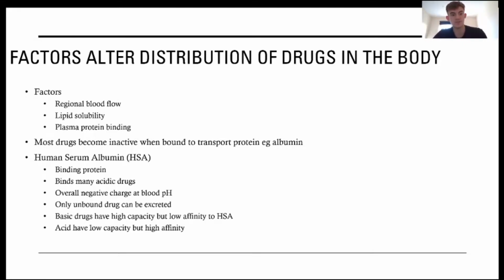So we've got this binding of protein, which binds to acidic drugs mainly, because albumin has an overall negative charge in the blood, but it can also bind basic drugs. Basically, it has high capacity for these basic drugs, so alkali, but low affinity, so they don't bind very strongly. Whereas with acid, it's basically the opposite: low capacity but high affinity. So there are no saturated sites in the albumin.